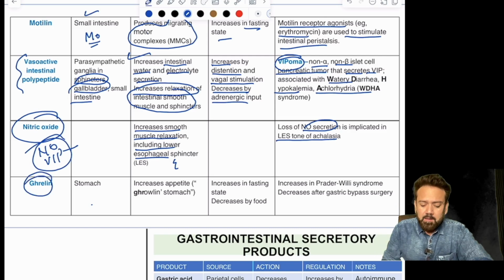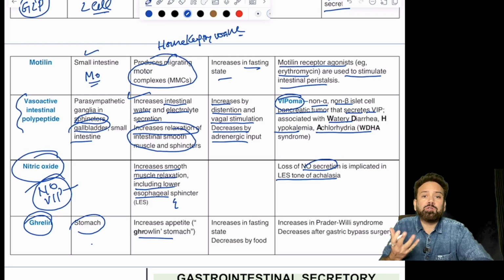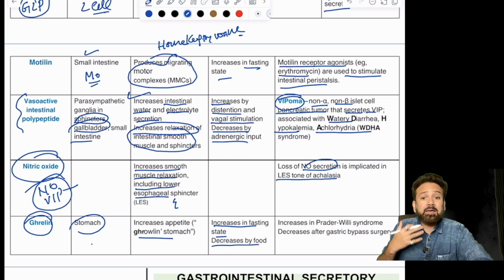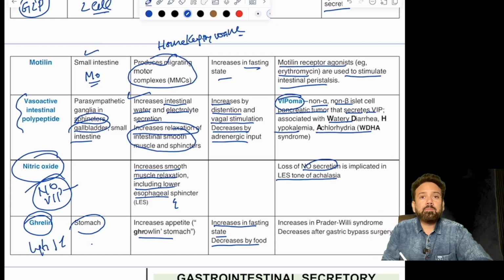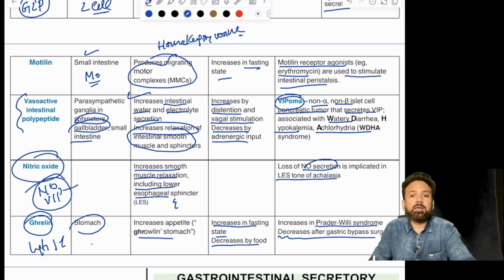Then ghrelin. Ghrelin from the stomach increases the appetite, so it is called the ghrelin of the stomach. It increases in the fasting state and decreases with food. So whenever we are in the fasting state, ghrelin will increase and hunger will increase. In contrast to leptin, if you remember, leptin decreases hunger, ghrelin increases hunger. And sometimes it is also associated with Prader-Willi syndrome, and it decreases after gastric bypass surgery.